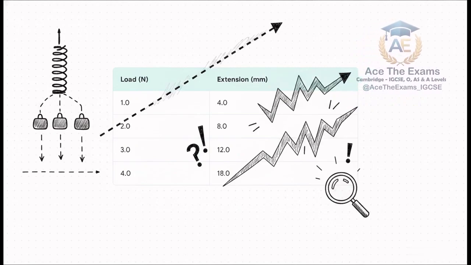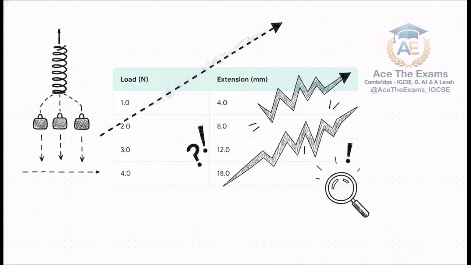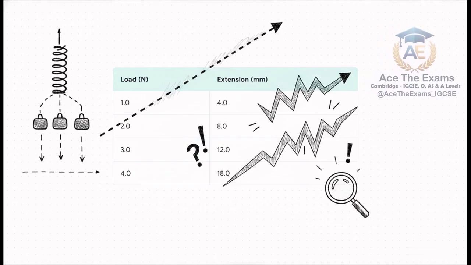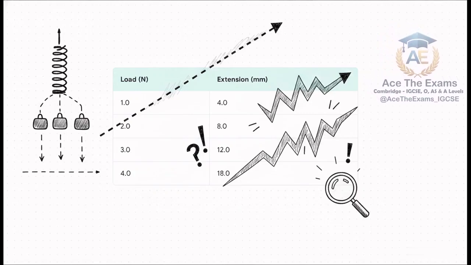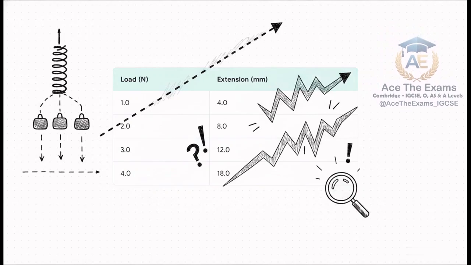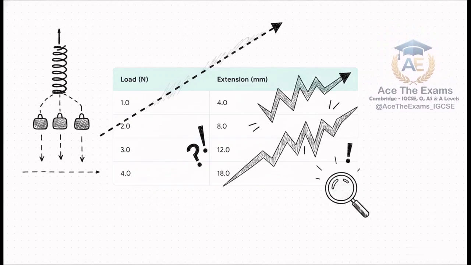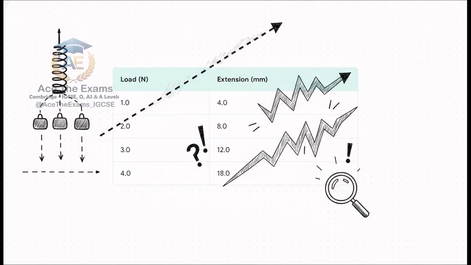Look closely at this typical experimental dataset. At a load of 1.0 newtons, the extension is 4.0 millimeters. At 2.0, it's 8.0. At 3.0, it's 12.0. The math is beautiful here. We have a perfect multiplier. We have direct proportionality.